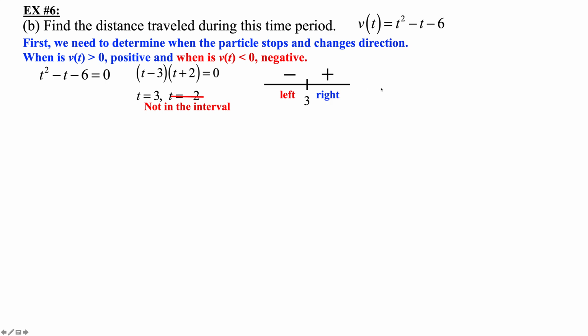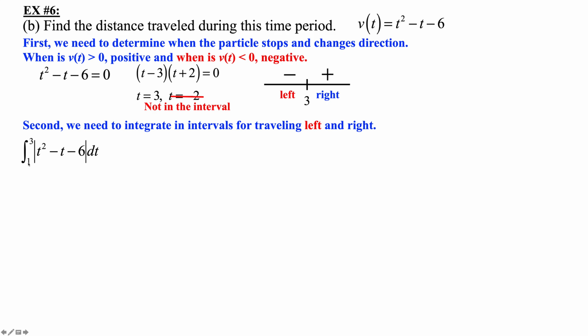Okay, let's integrate our intervals. Traveling to the left, that's going to be 1 to 3. So we're going to integrate from 1 to 3, t squared minus t minus 6, all inside absolute value bars. Again, because it's distance, we need a positive answer, dt, plus we're going to integrate from 3 to 4. Since we know we're going to the right, that's going to be positive. We don't need absolute value bars. If you wanted to, you could put absolute value bars around both. That's fine. Just make sure these both come out to be positive.